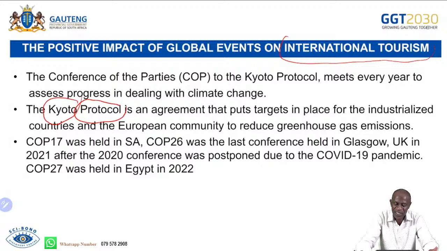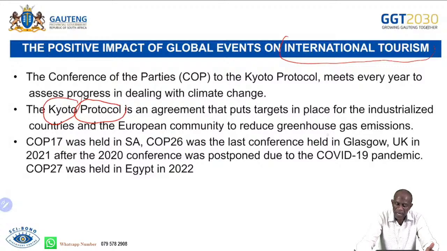So it's an agreement that puts targets in place for the industrialized countries and European community to reduce the emission of greenhouse gases. We know for a fact greenhouse gases affect the ozone layer and lead to climate change. So the reduction of emission of greenhouse gases will sustain our atmosphere and will protect the ozone layer from getting damaged. So COP17 was held in South Africa.